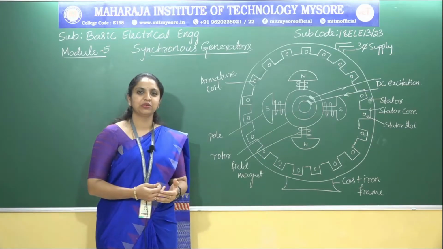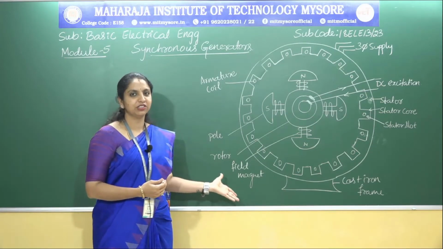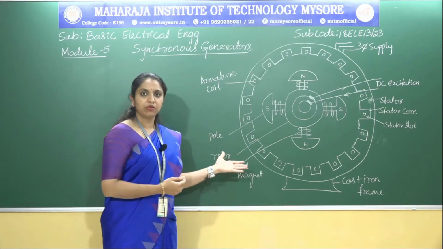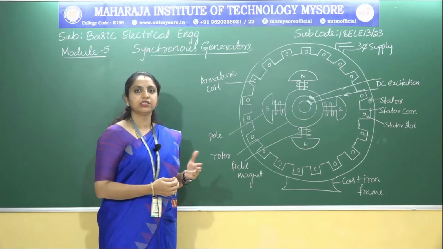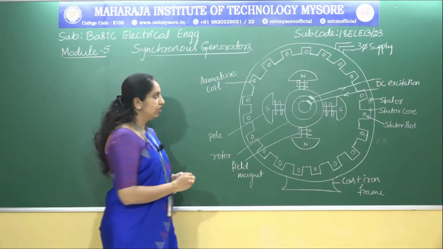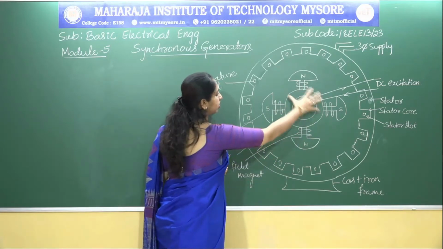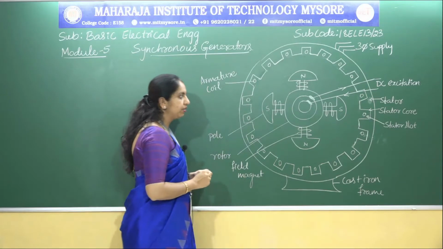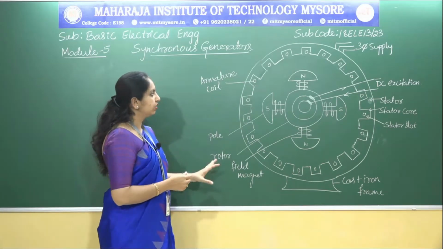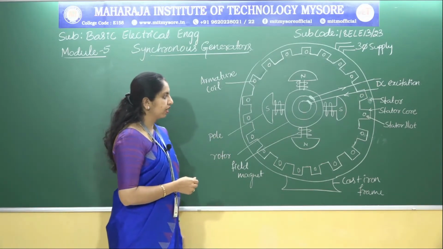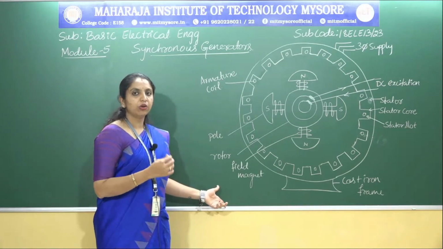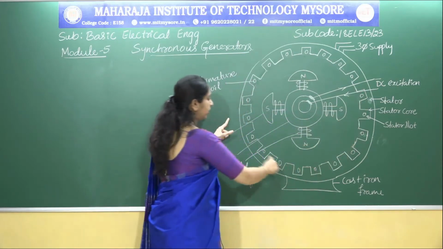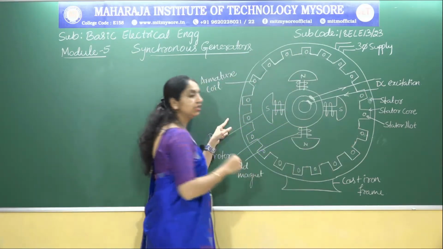Now we shall look into the constructional details of the synchronous generator. You can see the figure. As I have already told you, it has two major parts: one is the stator and another one is the rotor. This part we call the rotor, where it is rotating, and this outer part is nothing but the stator, which is stationary. In this, the core of the stator, so this is the stator part. As I have already indicated, this is the stationary part.